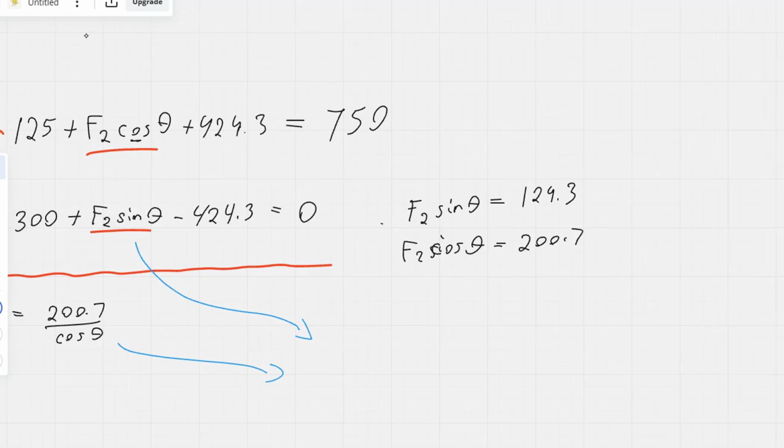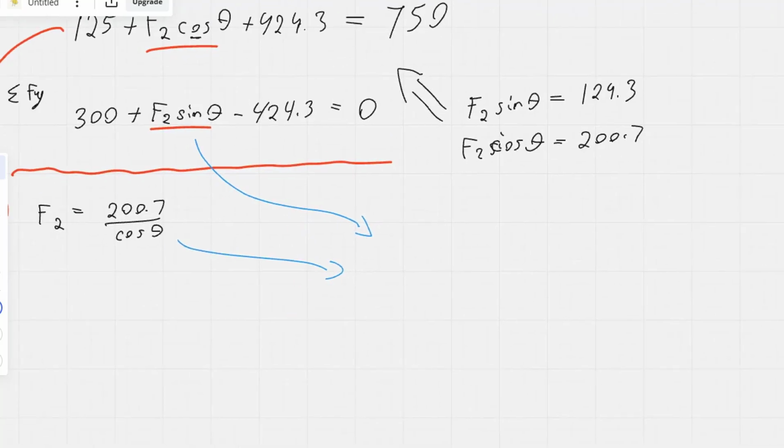This is given from this here. So then we can do this. When we isolate that, it goes here. And now, given this, we know what this is. It's 124.3.